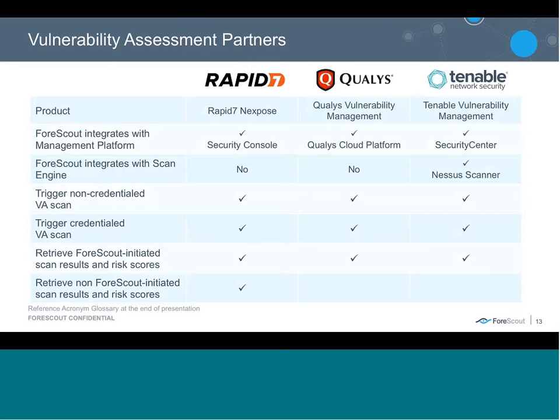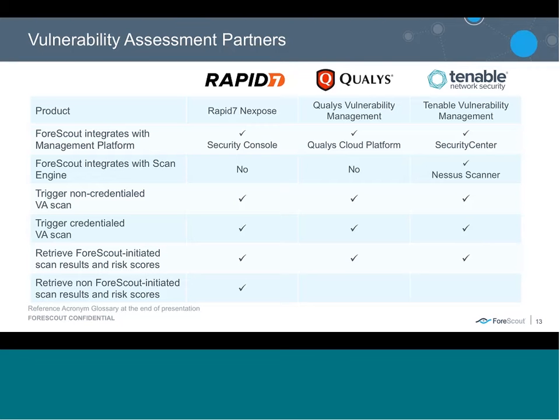So these are three partners that we have today: Rapid7, Qualys, and Tenable. Each one of them has a console, centralized management system that Counteract integrates with through the extended module. So Rapid7 calls it a security console, Qualys calls it a Qualys cloud platform, and Tenable calls it a security center.